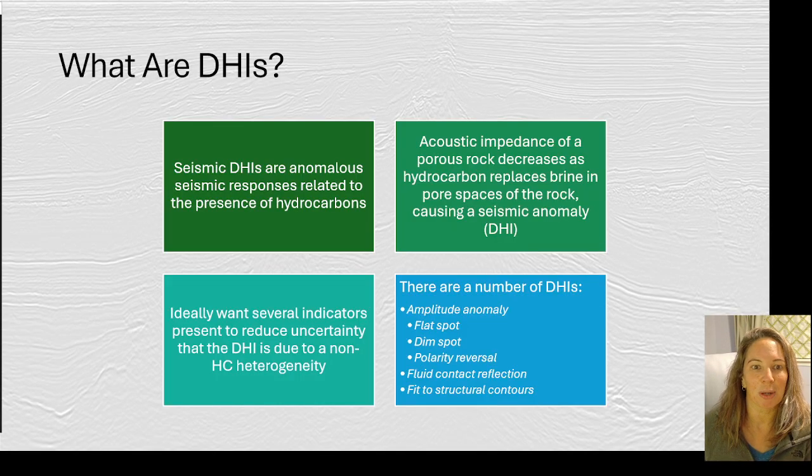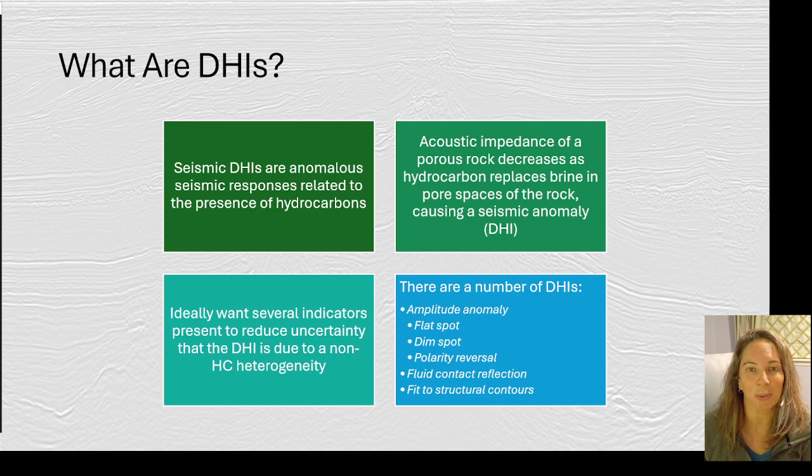So DHIs, as I just mentioned, we often look for them. They became popular decades ago, maybe back in the 1970s. And they're not just bright amplitudes, but anomalous seismic responses that are often related to the presence of hydrocarbon. If you go back to the introductory lectures where we talked about velocity, density and acoustic impedance, when you put gas in the pore space instead of water or brine, you end up with a lower density, a lower velocity, and so a larger reflection coefficient in the shallow portions of the crust. And so that can cause a brightening of the amplitude.